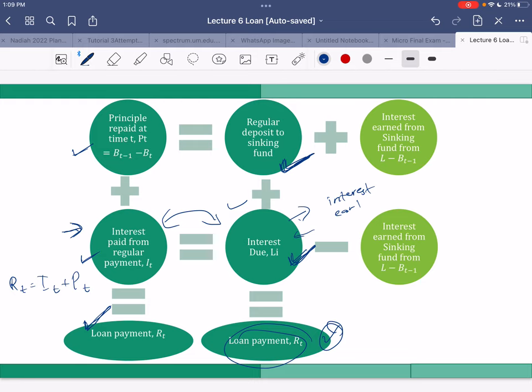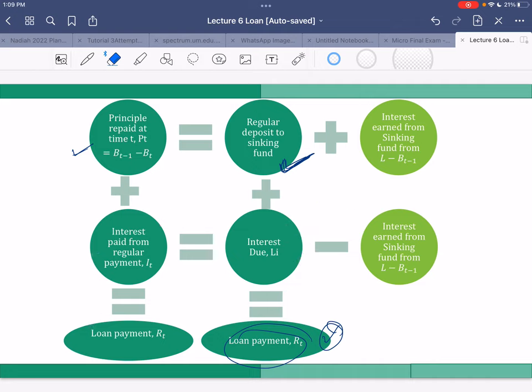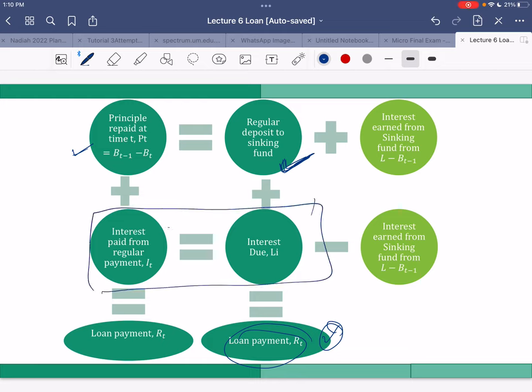That's why this equation alone is not enough. You need to put this component in. So the interest paid from the regular payment is equal to the interest due minus the interest earned from the sinking fund.